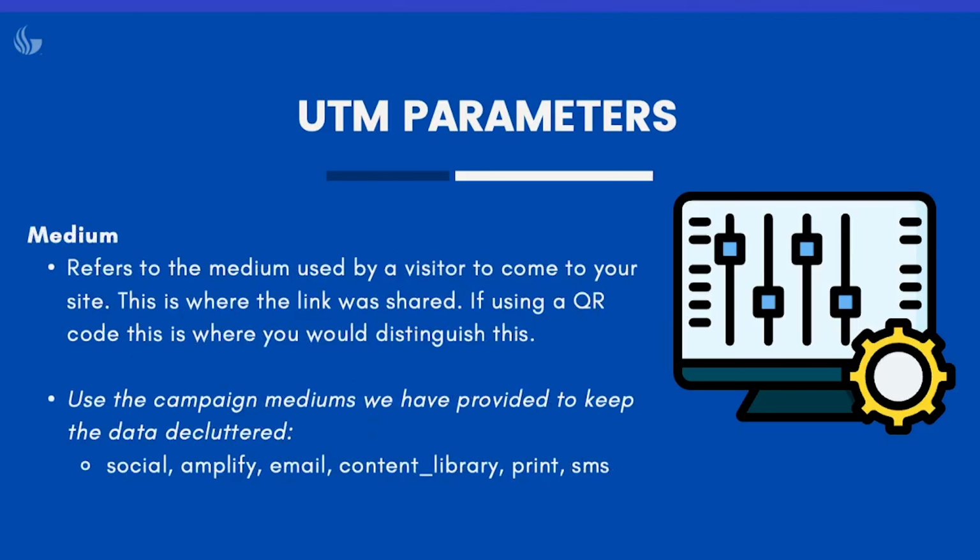Next, we have the medium, and that refers to the medium used by a visitor to come there. If it was a QR code, it would be that. If it was Amplify, for example, it would be that. If it was an email, it would be coming from an email. If it's the content library, it would be the content library. If it was a print, it would be that. And if it was SMS, it would be that. So these are just different examples of the medium.